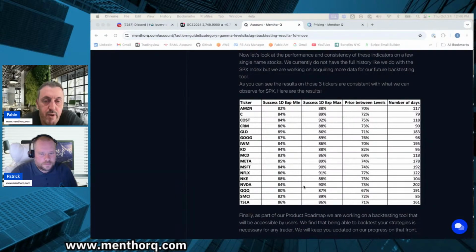For example, if we look at Nvidia, the 1-day max over 200 days: the price closed below the 1-day max in 90% of the cases and closed above the 1-day minimum in 84% of the cases. In the case of Tesla, 86% of the time the next day price action would close below the 1-day max and 86% above the 1-day minimum.